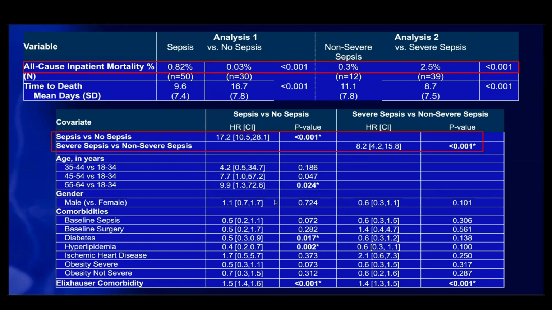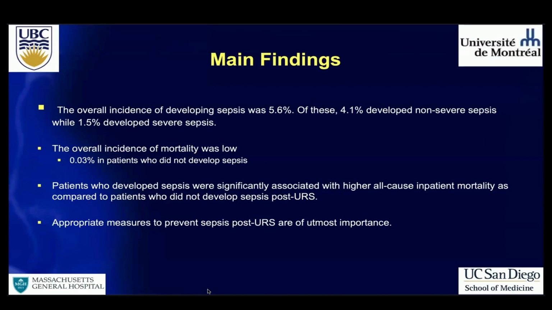We also looked at different factors that could predict mortality. Older age and more comorbidities were all predictors of mortality after sepsis. So, main findings again: the overall rate of developing sepsis in this data set was 5.6%, 4.1% developed non-severe sepsis, 1.5% developed severe sepsis. Overall mortality rate, if you don't develop sepsis, is quite low at 0.03%. However, if you do develop sepsis, it can increase significantly. So really the key here is avoiding sepsis. And I think this is where our ability to measure intrarenal pressure and then hopefully reduce septic events becomes interesting.